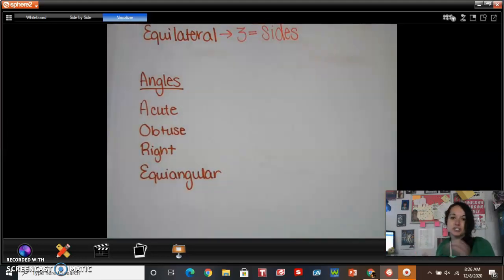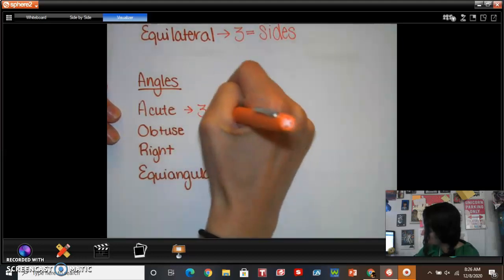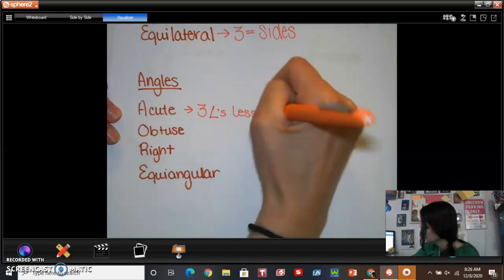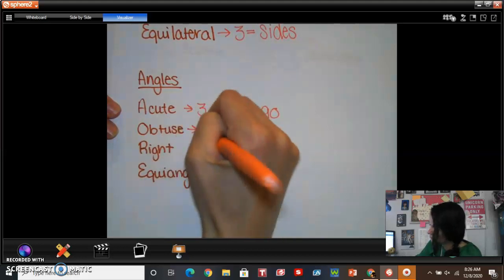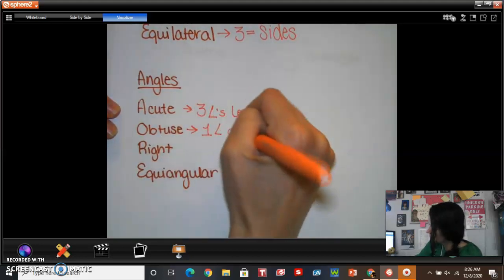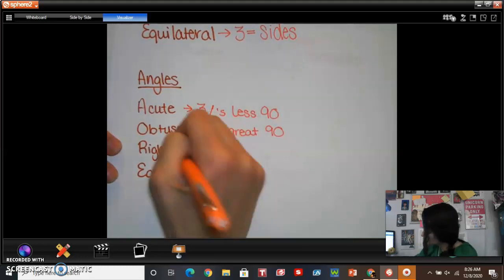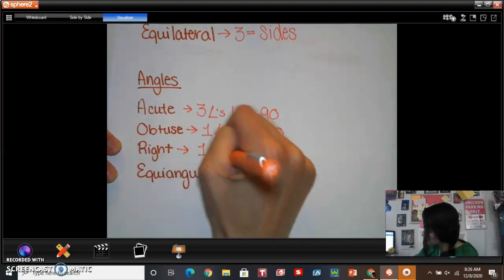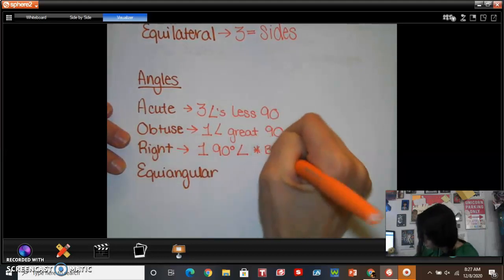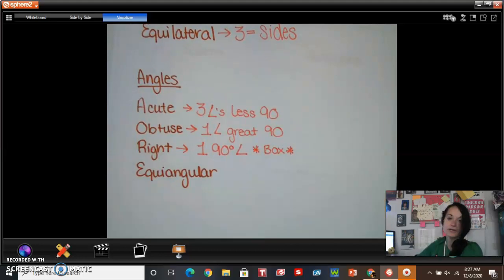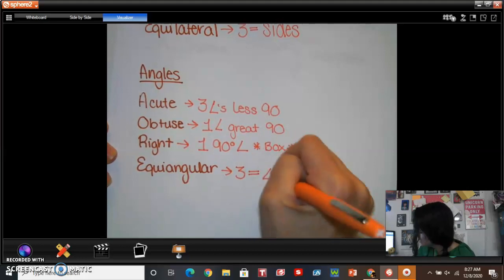Now, if it's an acute triangle, that means we have 3 angles less than 90, otherwise known as acute angles. If it's obtuse, then we have 1 angle greater than 90, otherwise known as an obtuse angle. If it is right, then we have 1 90-degree angle. Remember, if it's 90 degrees, it will also be in the shape of a box. Okay? And if it is equiangular, that means we have 3 equal angles.